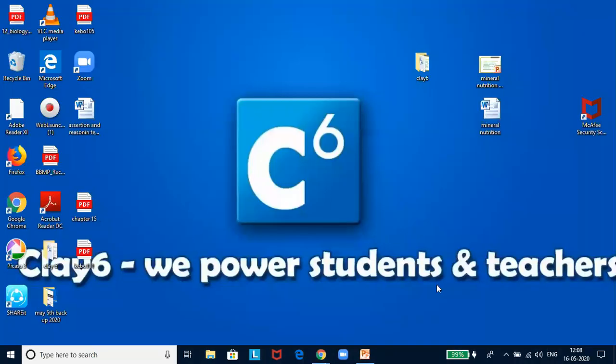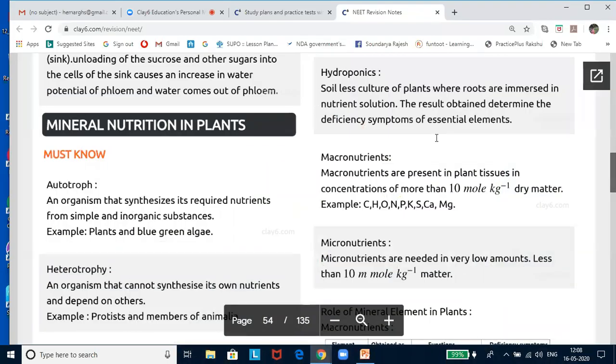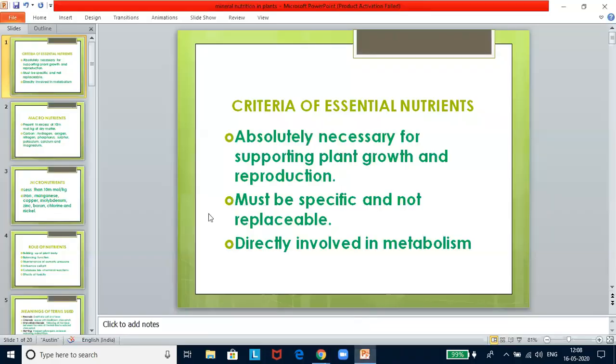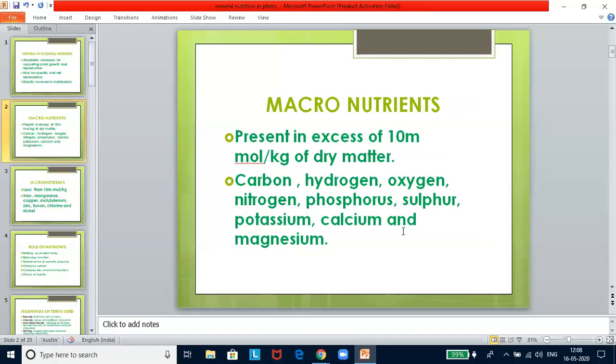Now let us look into how the elements are classified. There are 17 essential elements which can be classified into macronutrients and micronutrients based on their quantitative requirements. Now let us look into macronutrients. These are the nutrients present in excess of 10 millimoles per kg of dry matter. Carbon, hydrogen, oxygen, nitrogen, phosphorus, sulfur, potassium, calcium and magnesium are macronutrients.